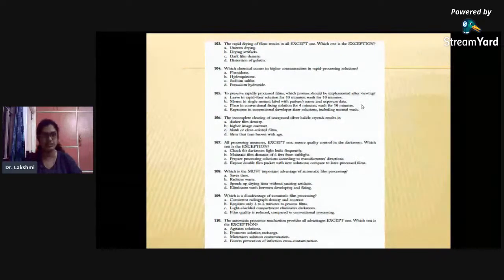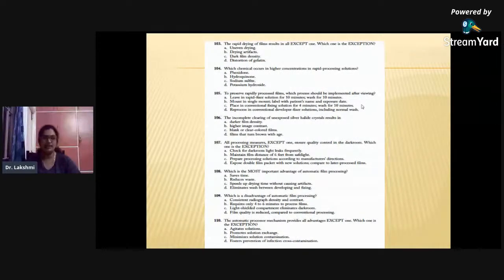103rd question. The rapid drying of films results in all except one. Which one is the exception? Answer is C. Dark film density. Okay. Rapid drying results in all except one. So uneven drying happens, drying artifacts will happen, distortion of gelatin is possible, but dark film density, no. So 103 option will be C.